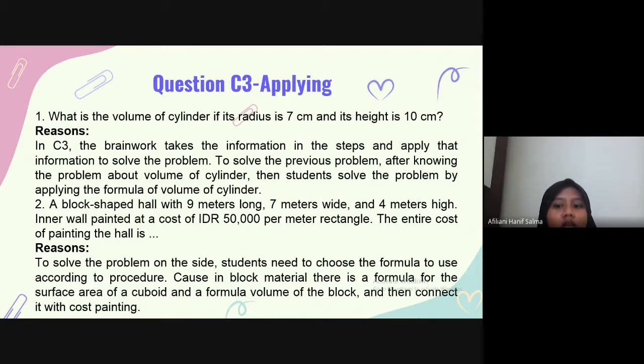The entire cost of painting the hall is... So to solve this problem, students need to choose the formula to use according to the procedure. In the block material, there is a formula for the surface area of a cuboid and a formula for the volume of the block, and then they connect it with the cost of painting.